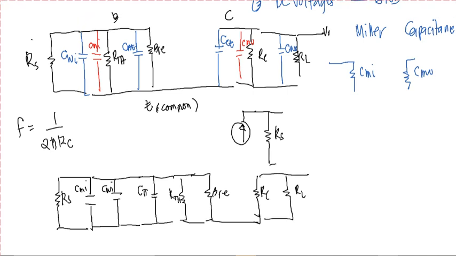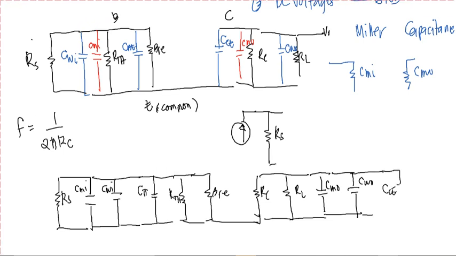We have your CMO, we have your CWO or wired capacitance. So this is CMO, this is CWO, and we have your CE. Okay, so this is what is present in our input and output values.